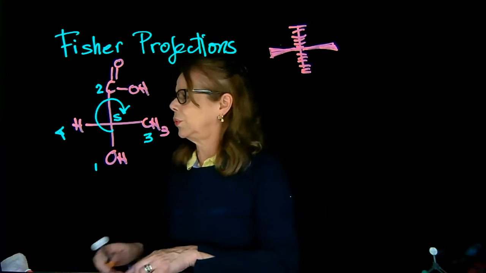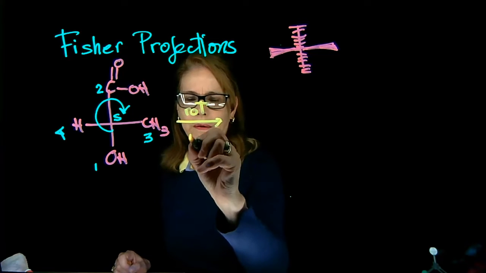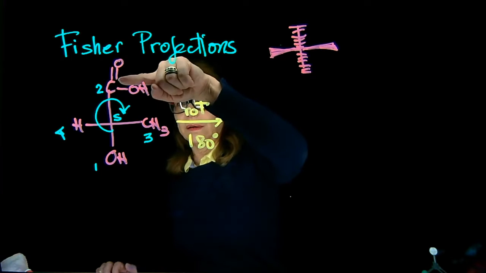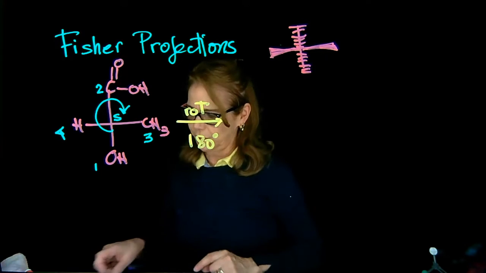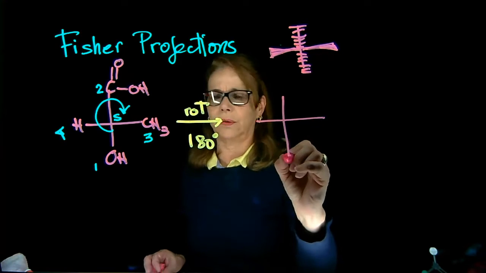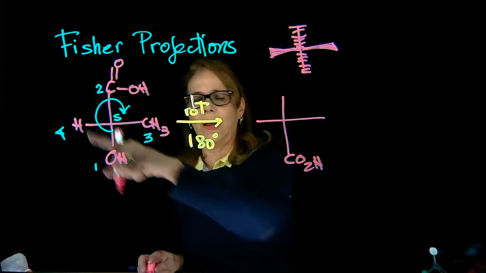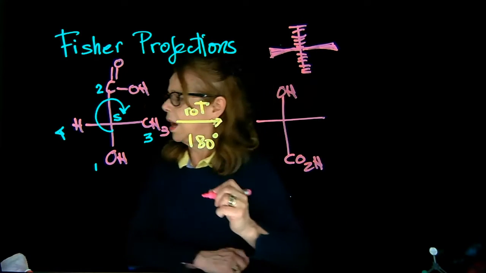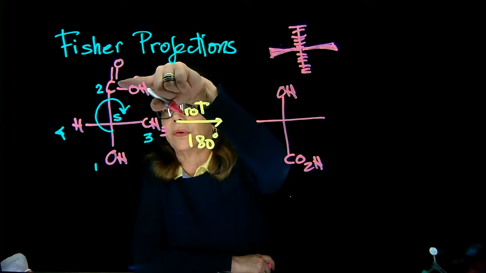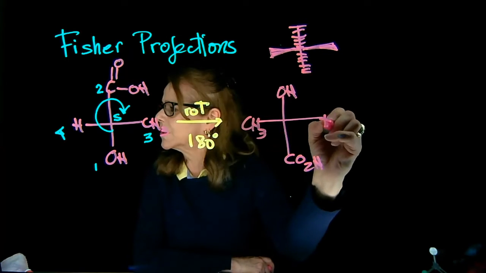So now what I want to do is make a rotation here of 180 degrees and see what is the result of that. So I'm going to put that right here below in my new drawing. And this time I'm going to simplify the group. This, I'm going to write CO2H. Remember, in doing that, I'm going to have the H now on the top. And then I'm going to have CH3. So notice CH3 is here, and H is here, right?